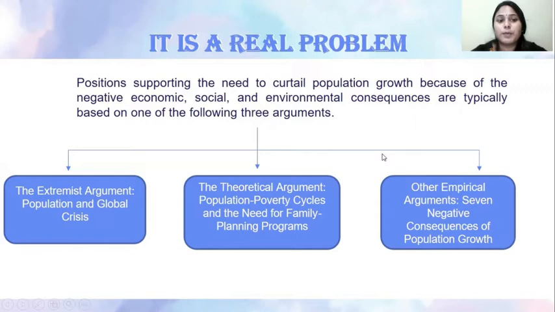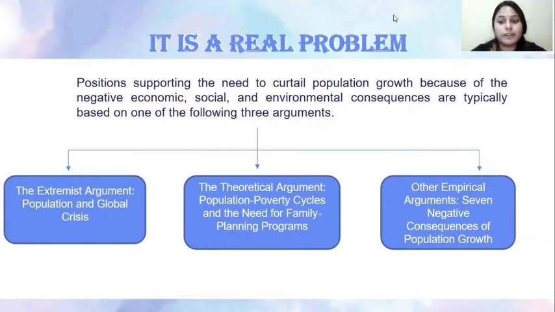For today's presentation, I would like to talk about 6.5. The real problem is a position supporting the need to curtail population growth because of the negative economic, social, and environmental consequences, typically based on one of the following three arguments. There are three arguments of the real problem. The first is the extremist argument, population and global crisis. The second is the theoretical argument, the population poverty cycle and the need for family planning programs. And the last is the empirical argument.